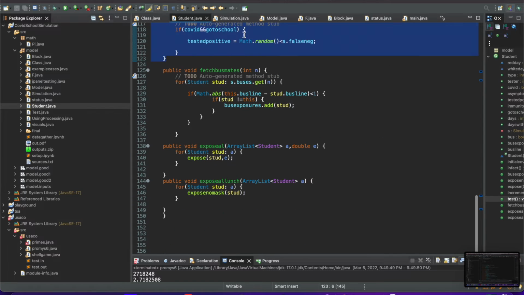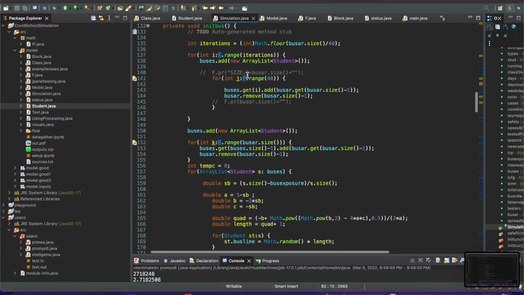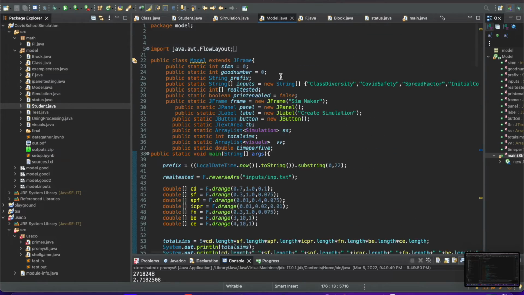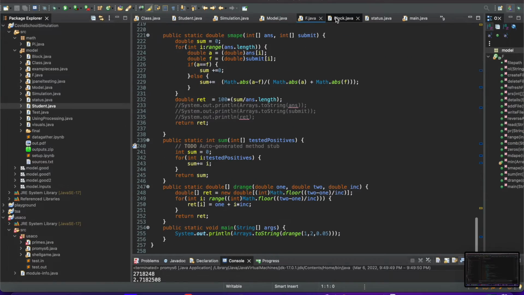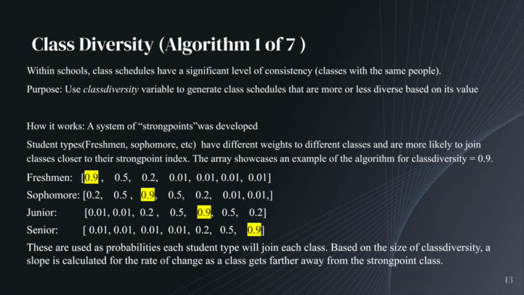I created a Java simulation to model a full semester of school with over 2,000 students using a series of algorithms detailed on the slides that were developed using my own mathematical solutions to represent the Manual school day. The class diversity algorithm, using a concept I call strong points, created schedules with students having more or less classes with the same students based on a variable called class diversity.